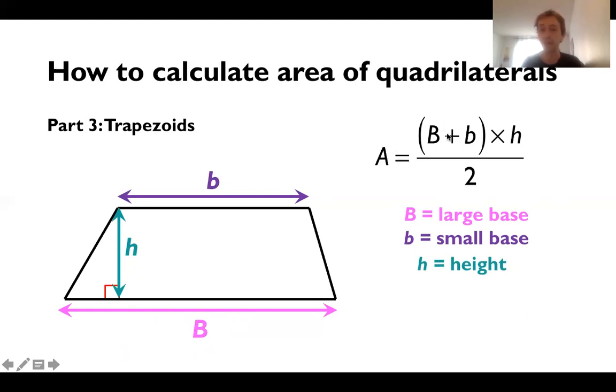It's in brackets. Then multiply the number that you get by the height, and then finally divide by 2, and you've got the area of the trapezoid. So you don't need to scramble to write these down.